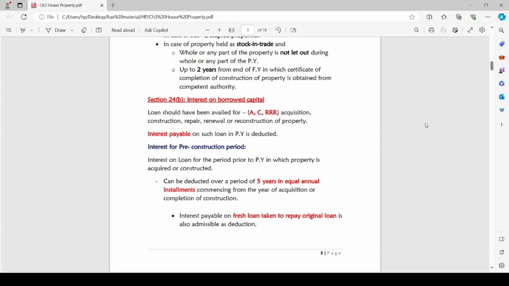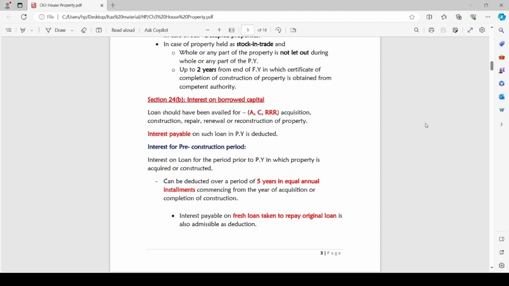The interest payable on such loan in the previous year is deducted. Make this clear, guys. It is the interest on the loan which can be claimed as deduction under section 24B, not the repayment portion. The interest part which is payable on such loan in the previous year can be claimed as deduction under section 24B.